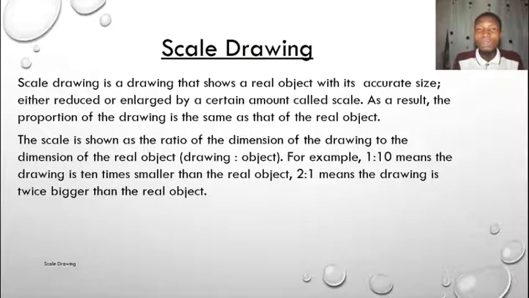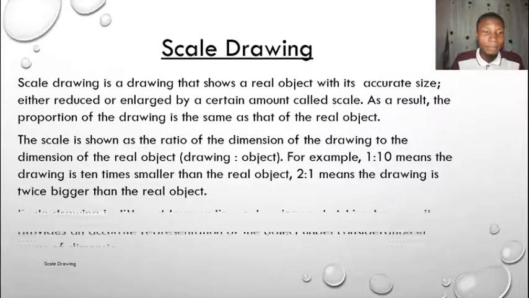Then for increments, if you want to increase the size, let's work with that one as well. 200 by 50. In this case you're going to multiply by 2 to get the size of the drawing. 200 by 2 is 400, and 50 by 2 is 100. So the dimension is going to be 400 by 100. So that's for the scaling.